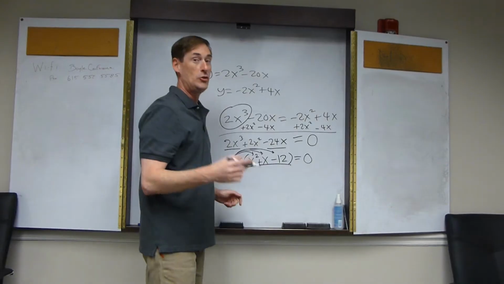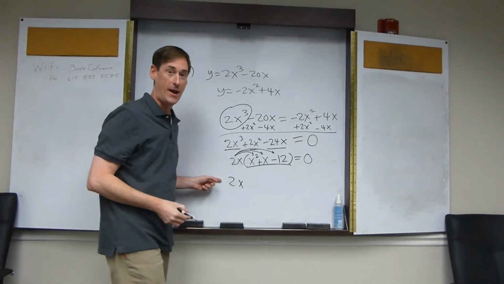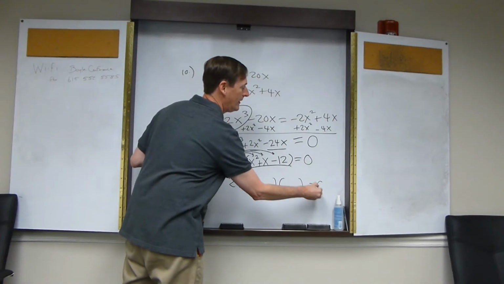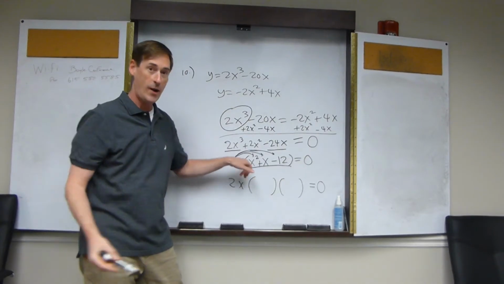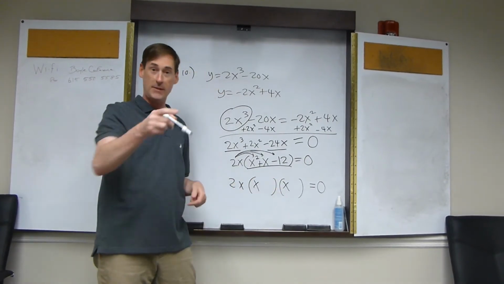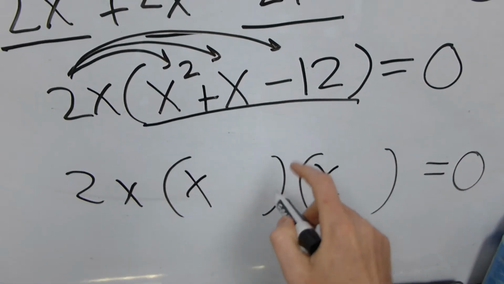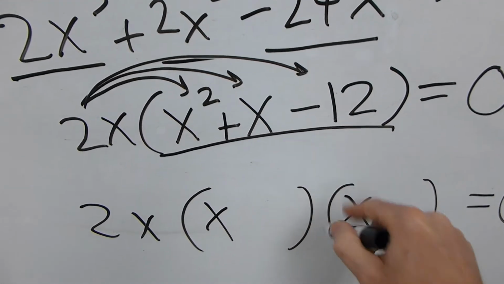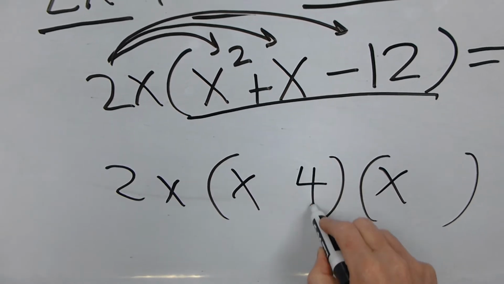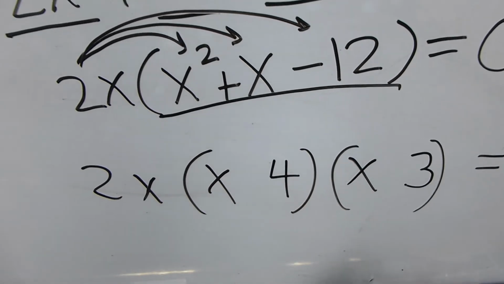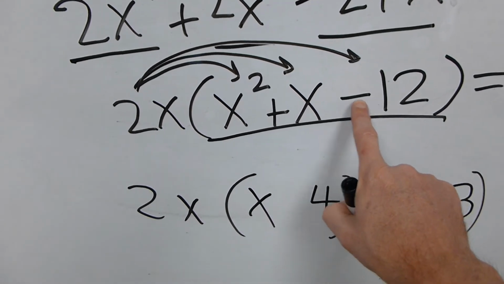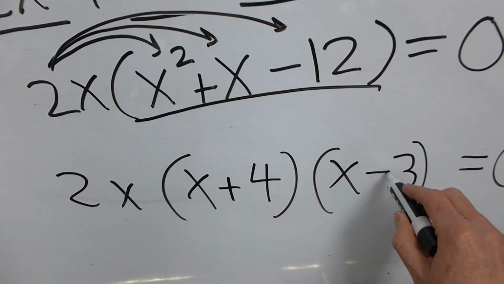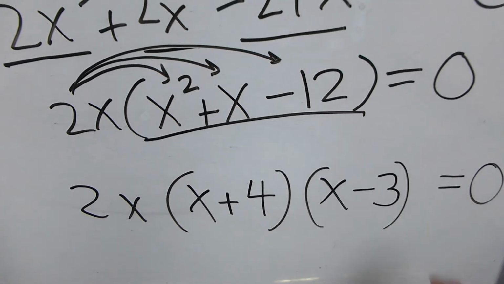Strategy is the same. So now, I'll drop down to 2x. I'll make two parentheses because I know I have to. Equals zero, x squared comes from x times x. If I could just get two numbers that multiply to be negative 12 and add to be positive 1. What makes 12? 1 times 12, 2 times 6, what about 4 times 3? And I need it to multiply to be a negative, but add to be positive 1. Is positive 4 plus negative 3, positive 1? Does it also multiply to be negative 12?